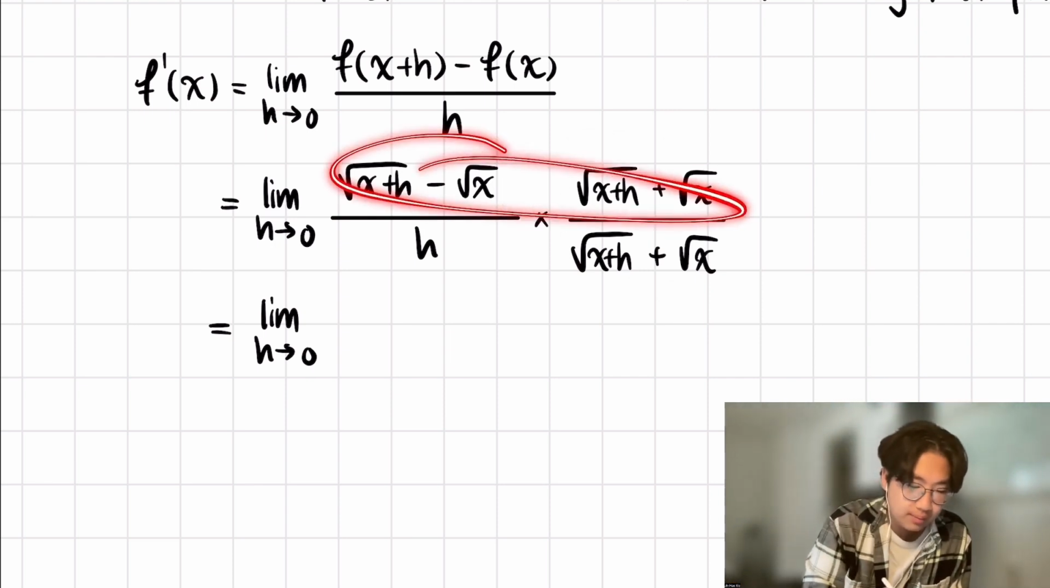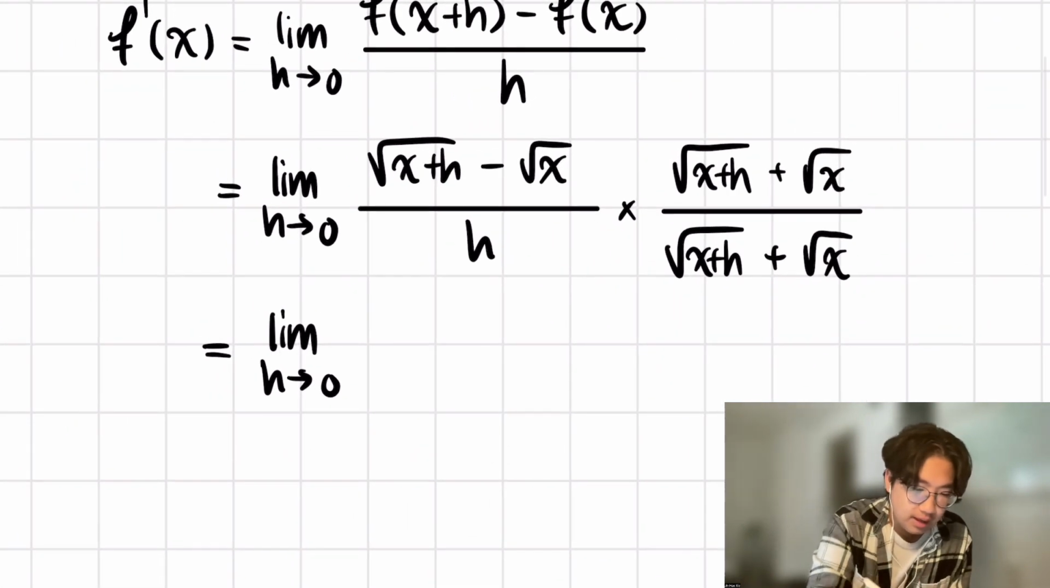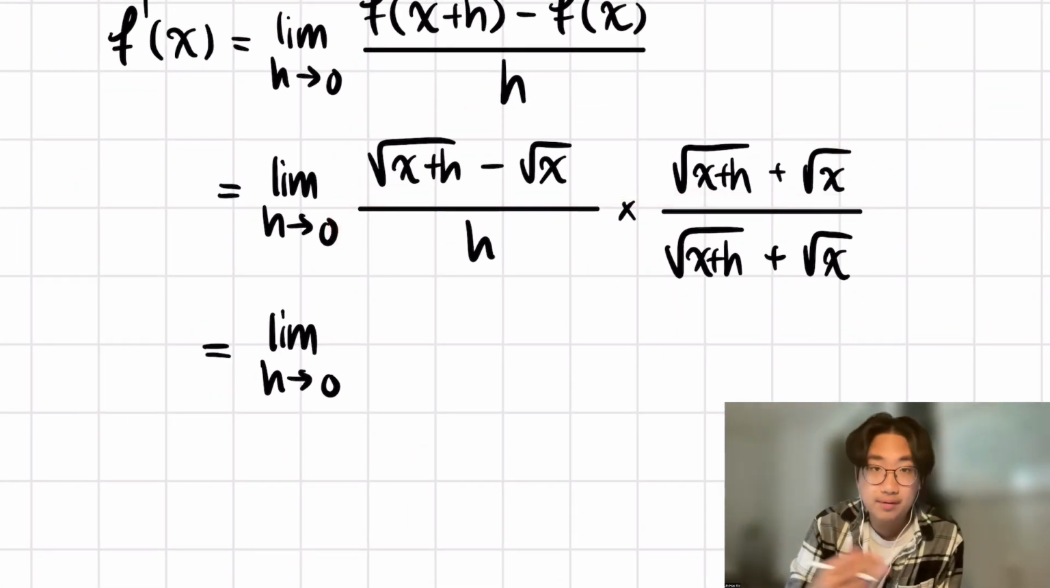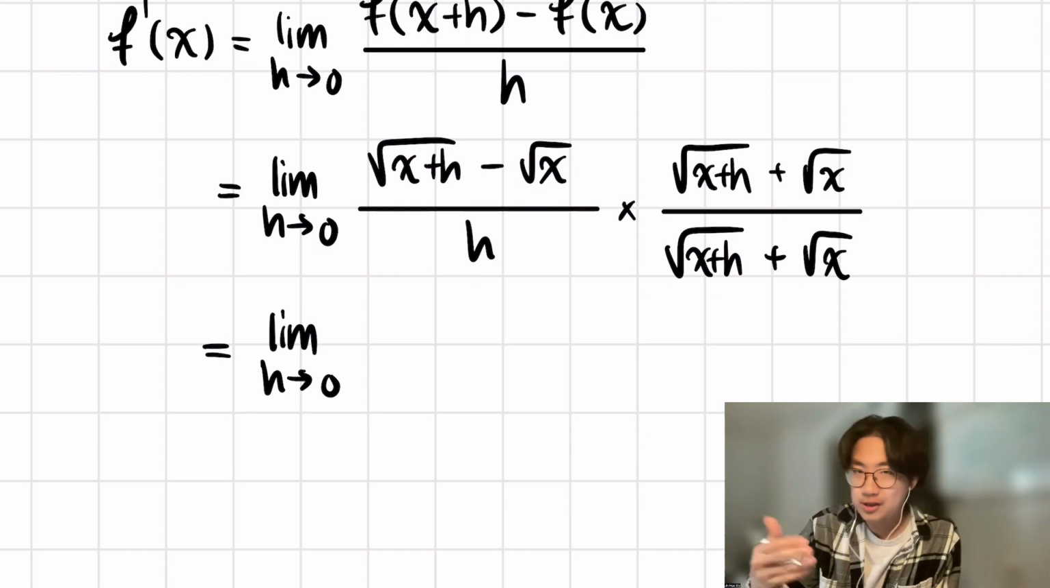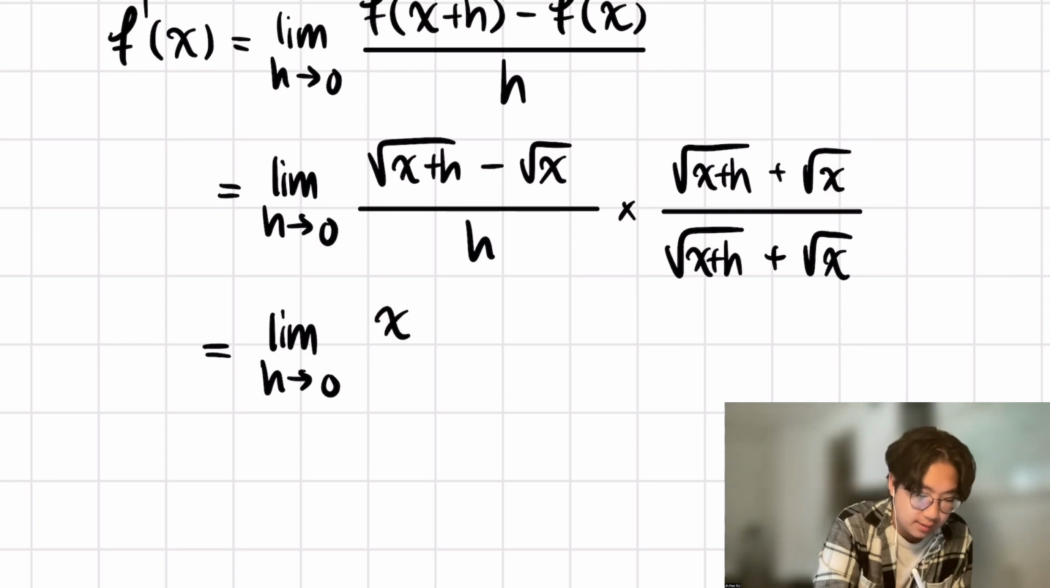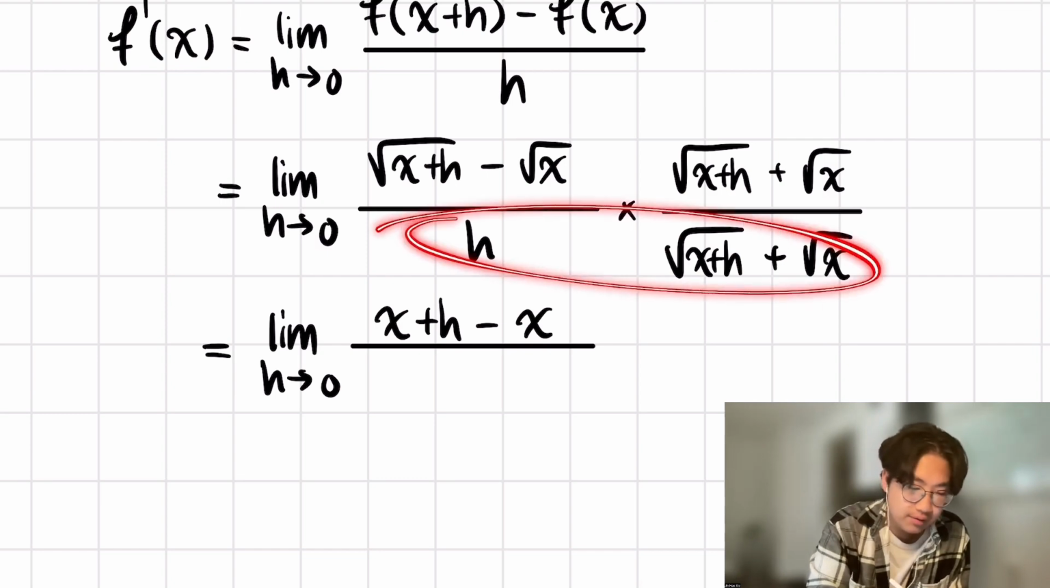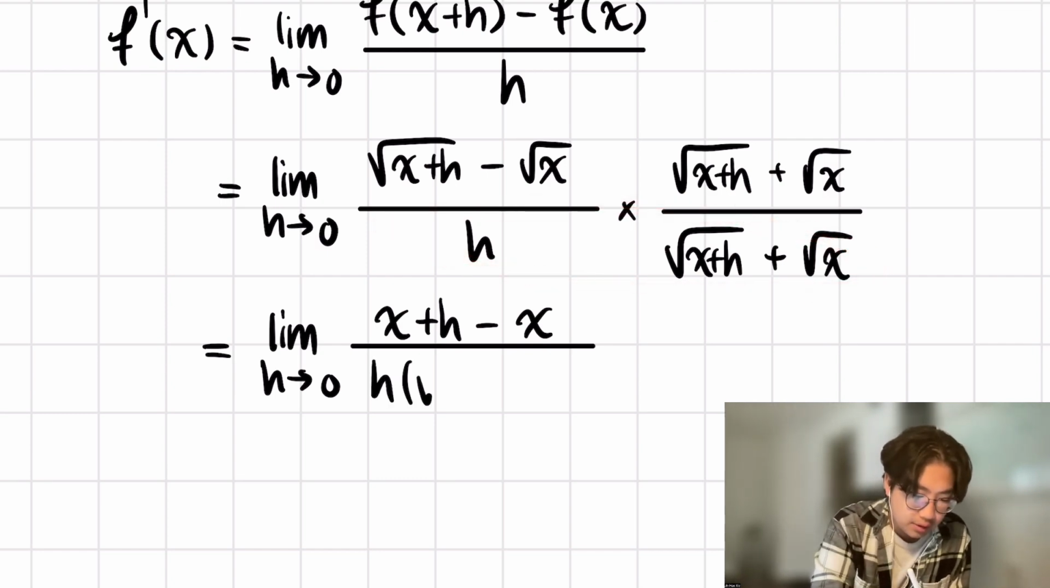So in the next step, we're just going to multiply across. In the top, recognize that we do have something of the form of a minus b times a plus b, which hopefully you do recognize as the difference of squares. So we know that a minus b brackets times a plus b bracket will give you a squared minus b squared. So in this case, this is your a, this is your b. So x plus h squared is just x plus h. Root x squared is just x. So what you end up having is x plus h minus x. Again, do not forget to divide by all of this here. So it's h times root of x plus h plus root x.